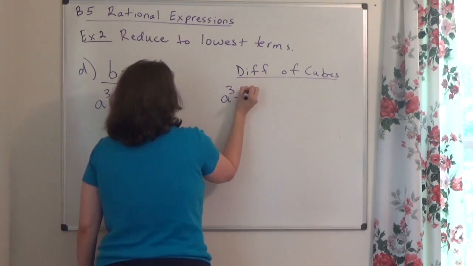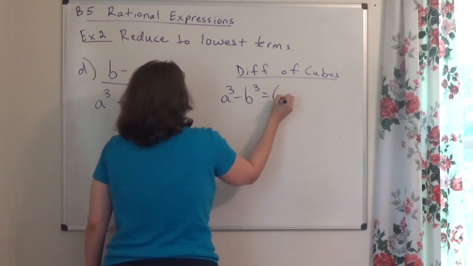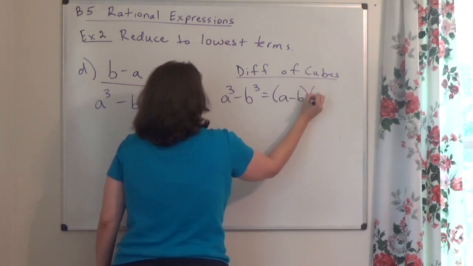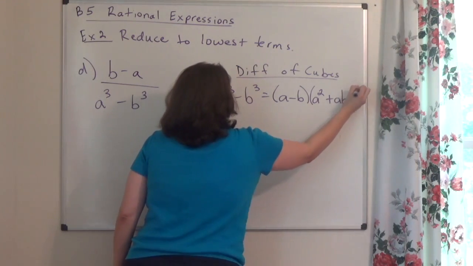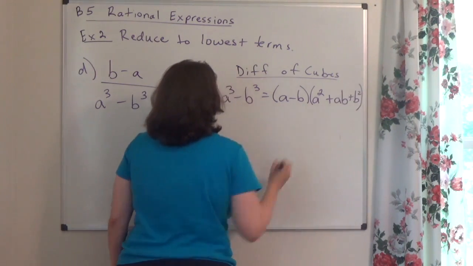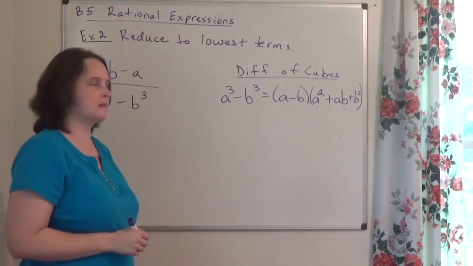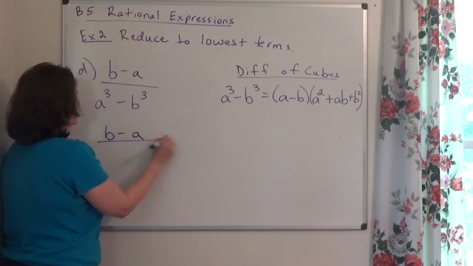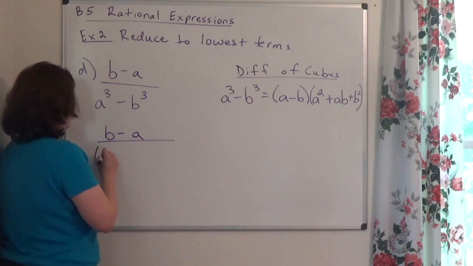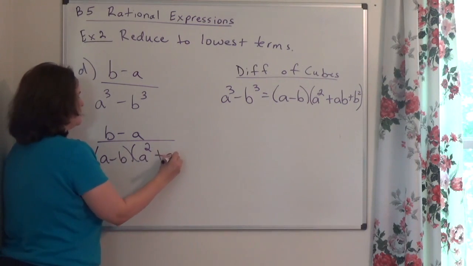a cubed minus b cubed equals a minus b times a squared plus ab plus b squared. Okay, so that's what we're going to be substituting in that second line. So in the top we've got b minus a, and in the denominator this factors as a minus b times a squared plus ab plus b squared.